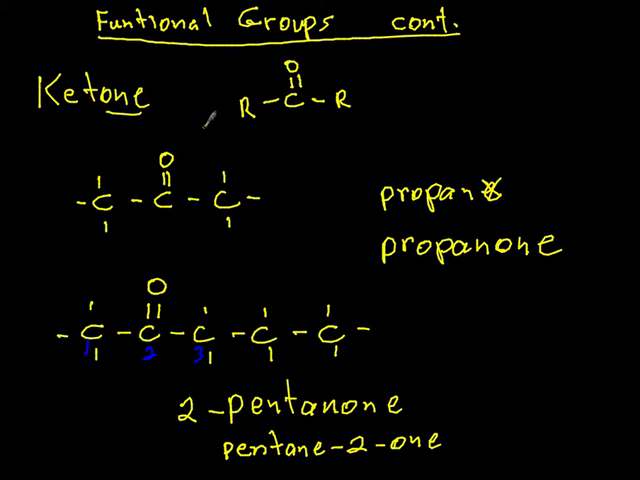And so those are ketones. So ketones have a C double bonded O somewhere in the middle of the chain, not on the outside of the chain. So those are ketones. All right, next one that we're going to do are carboxylic acids.